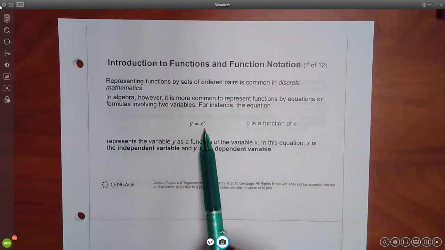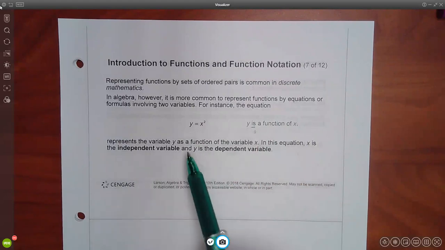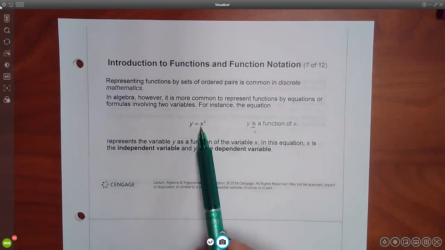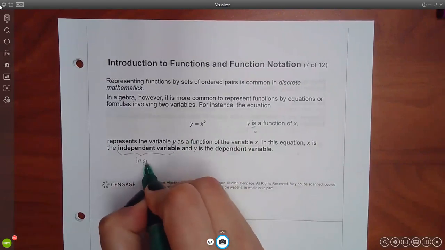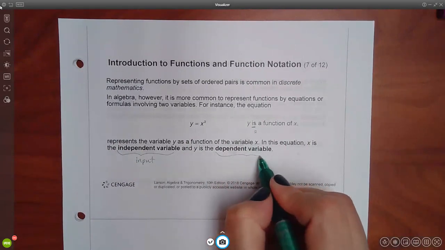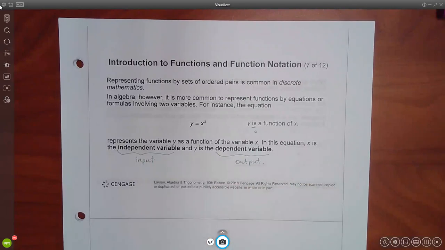For instance, the equation y equals x squared. This means that y is always, the equal sign represents that, by the way. So y is a function of x, right? What is that function? The function that's happening is squaring. In this equation, x is called the independent variable. It's also the input. And y is called the dependent variable, which is the output. Because what I get for y depends on what I plugged in for x. But I could plug in whatever I want for x. That's why that was called the independent variable. I could pick whatever x I want and plug it in there. And my y value every single time will depend on what I chose to plug in.